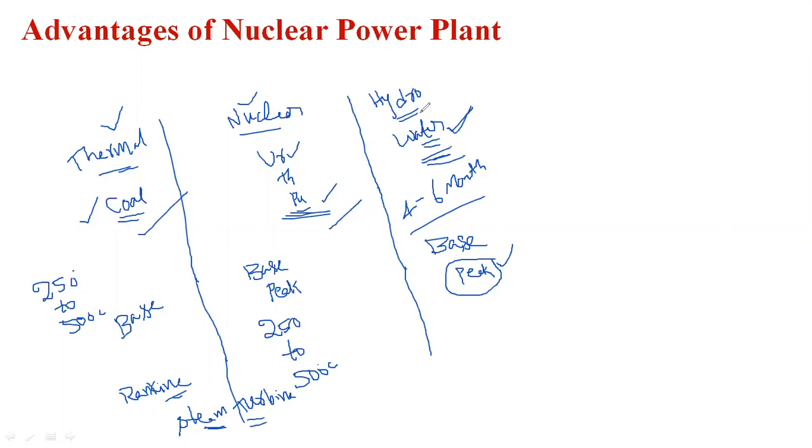In the hydropower plant, based upon the available head of water, the turbines are classified into three types: one is the Pelton wheel turbine, another one is the Francis turbine, and the next one is the Kaplan turbine. The Pelton wheel turbine is used for high power generation, the Francis turbine is used for medium power generation, and the Kaplan turbine is used for low power generation.